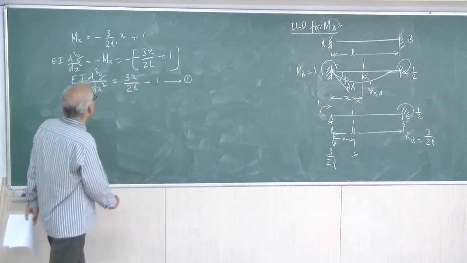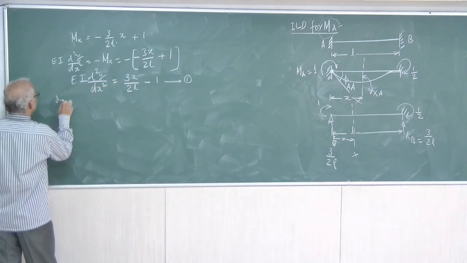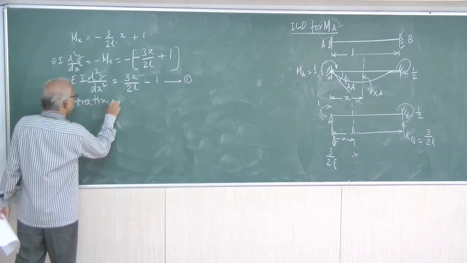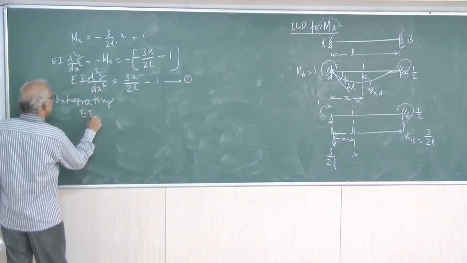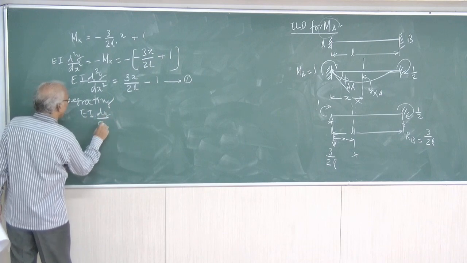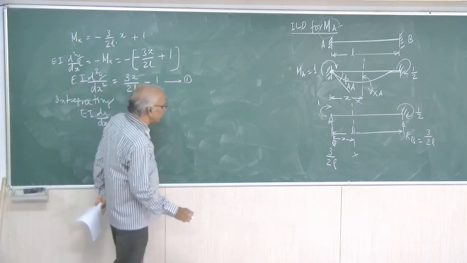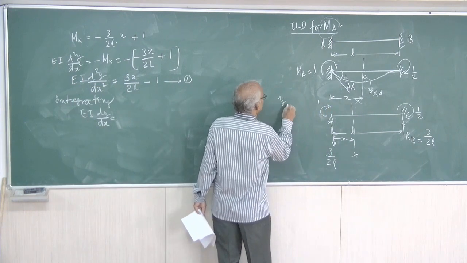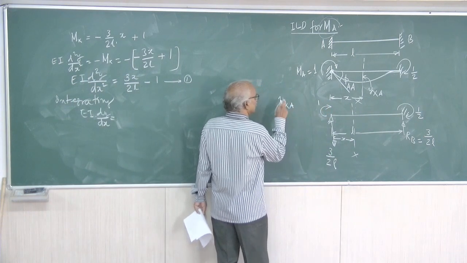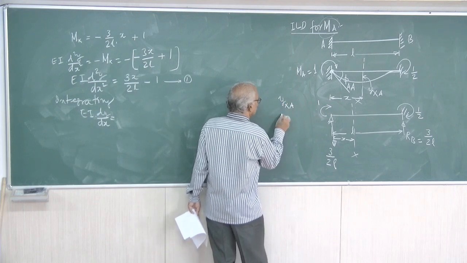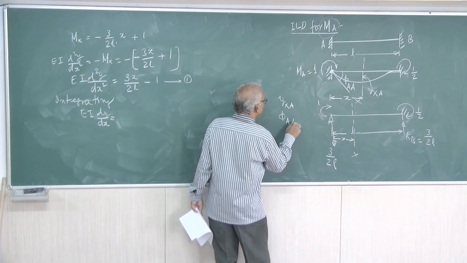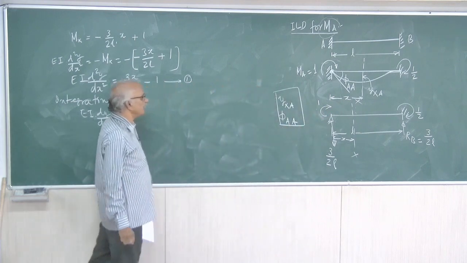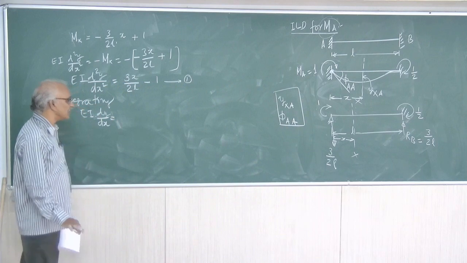Right. Integrating EI d²y/dx². Remember that we want the value of y_AA for which we want the deflection equation, and also we want the value of phi_AA for which we want the slope equation. So we have to make use of both the slope equation and the deflection equation; you will have to remember this.